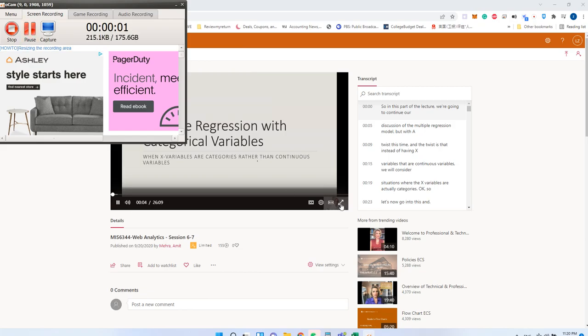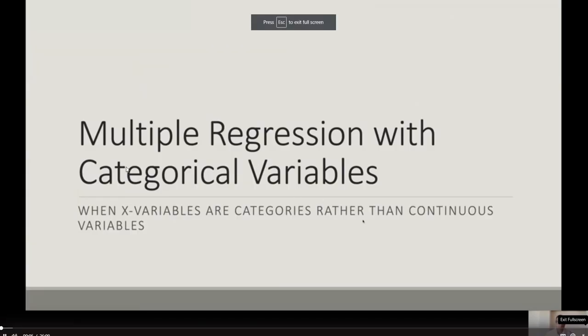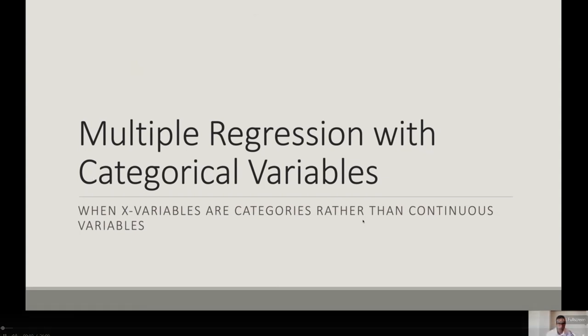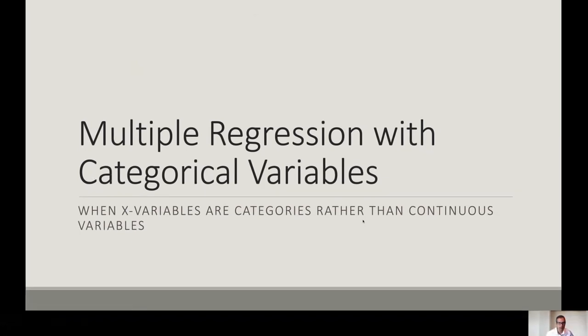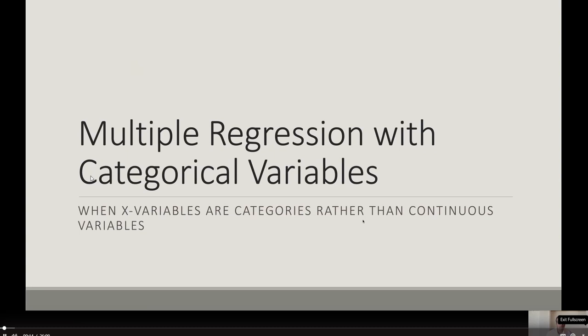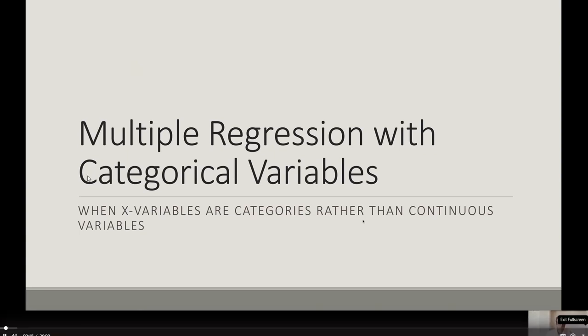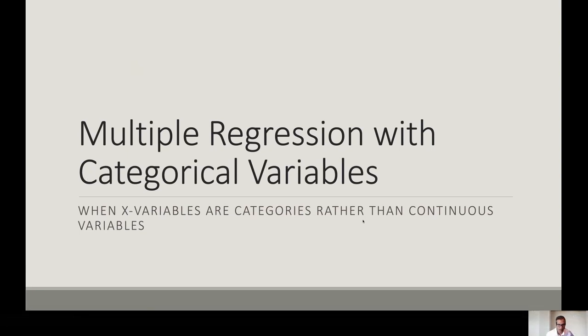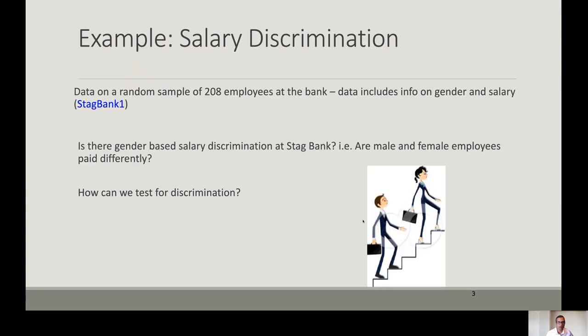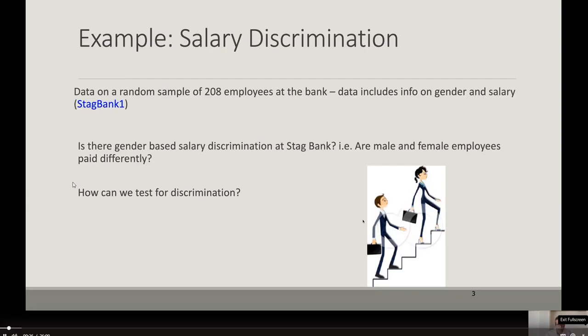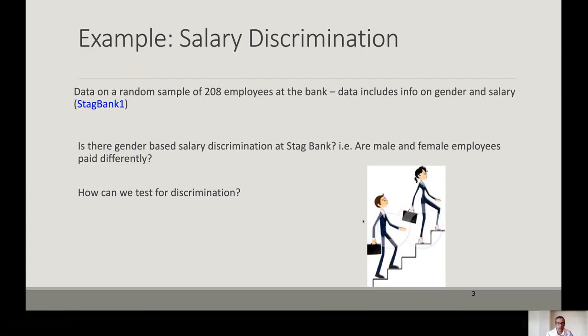Going to continue our discussion of the multiple regression model, but with a twist this time. The twist is that instead of having x variables that are continuous variables, we will consider situations where the x variables are actually categories. Okay, so let's now go into this and consider this situation with an example.